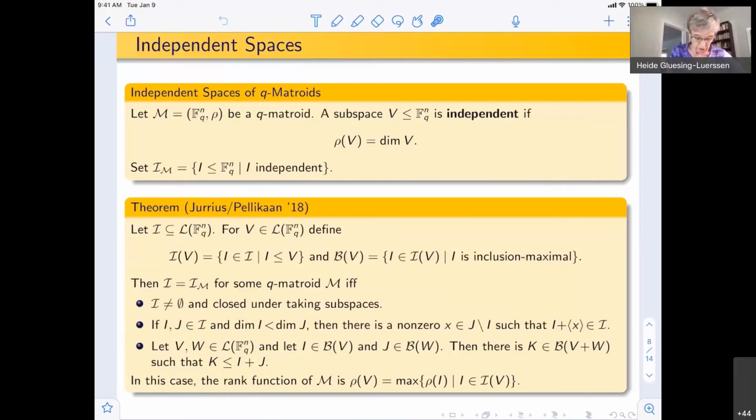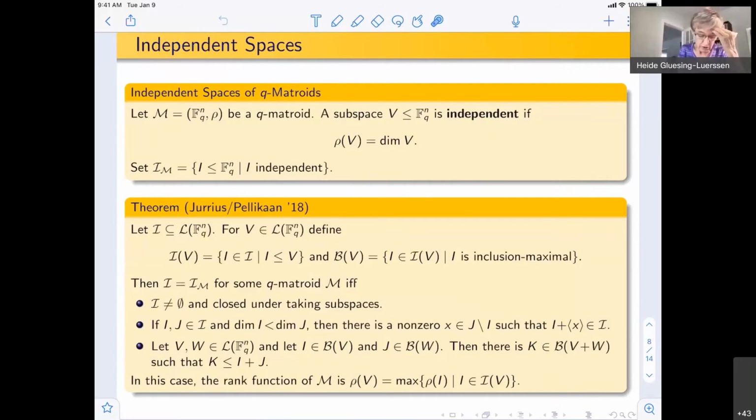Then Jurrius and Pellikaan proved, her name is all over the place here in my talk, the following. And that actually also gives us an equivalent definition of q-matroids based on independent spaces. That's because there is an if and only if. So I packed everything into this theorem. Let's now try to unpack it.